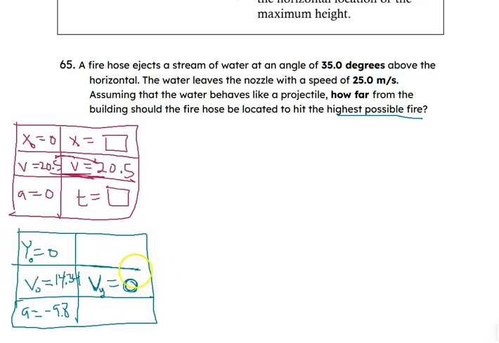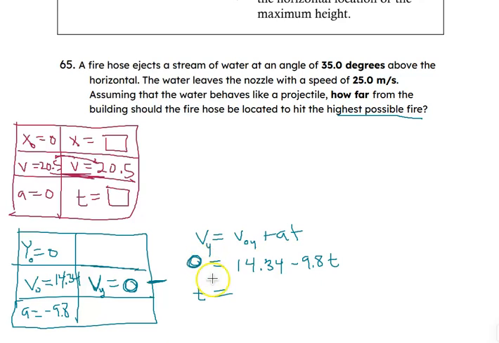Since what we know is something about velocity in the y direction, we're going to use our vertical Sudoku, and we want to know when the vertical speed is 0. I had an initial speed of 14.34, and I'm losing speed at 9.8 meters per second on the way up, and I'm going to gain it at that rate on the way back down. This gives you a time of 1.46 seconds. That's the time at the peak.